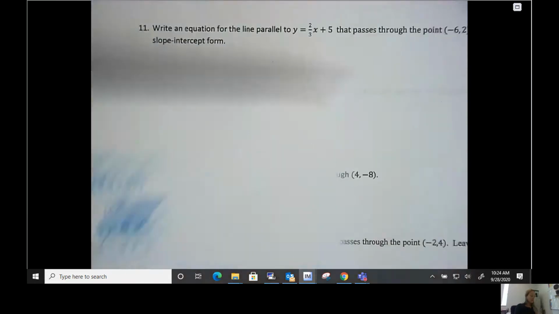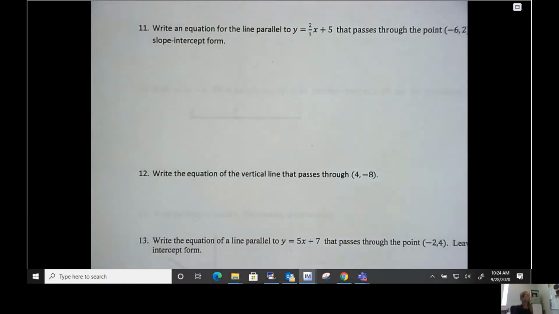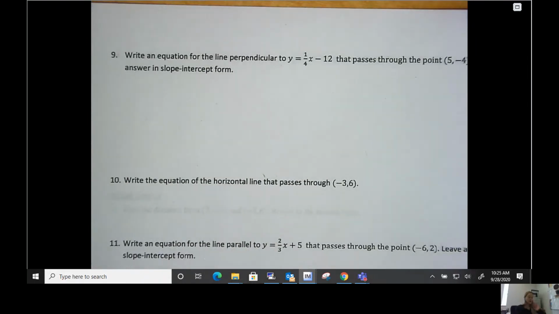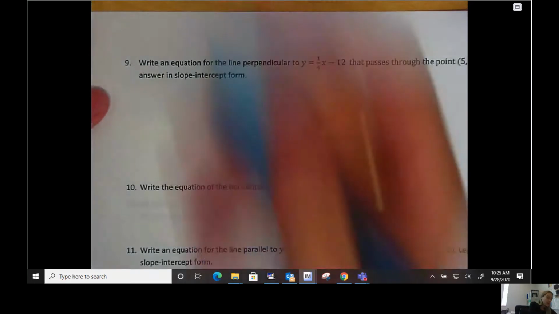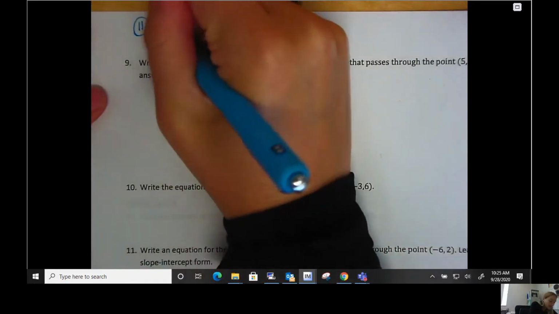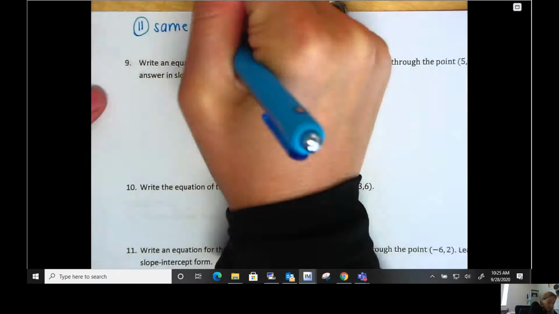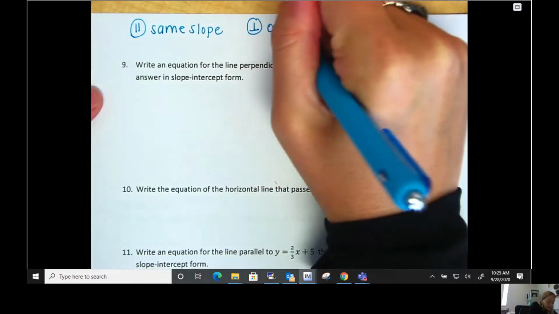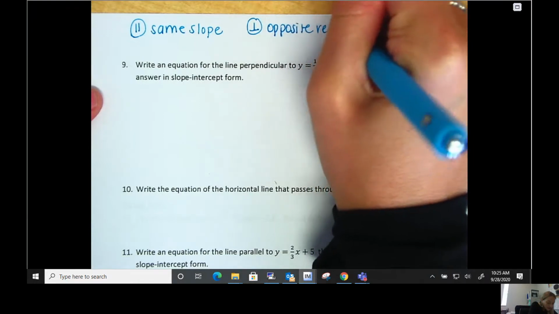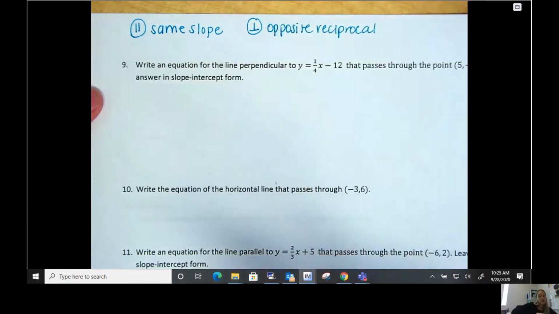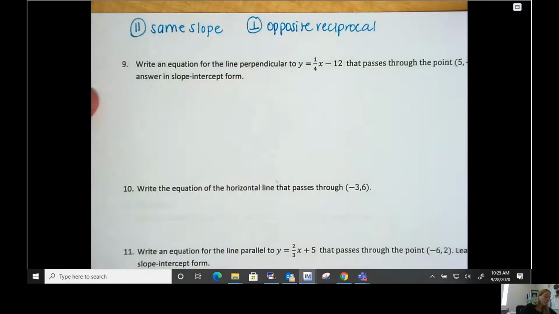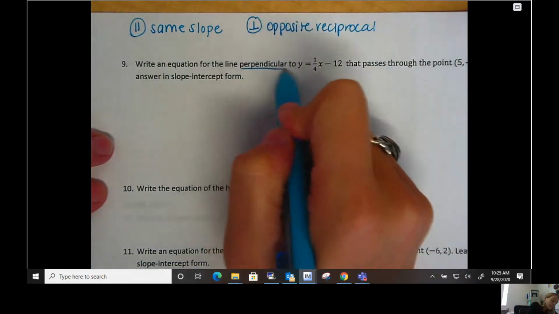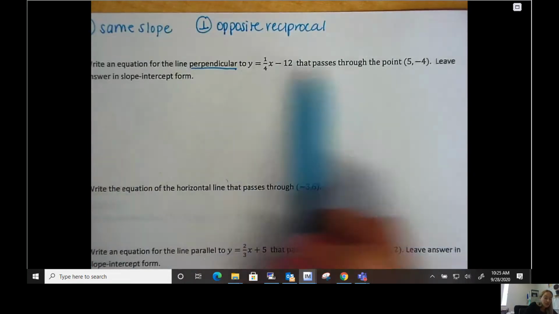All right, next objective on our test is writing equations of lines that are parallel or perpendicular. Now remember, if lines are parallel, they have the same slope. If lines are perpendicular, then they have opposite reciprocal slopes, which means I have to change the X and the Y, and then I also have to change the sign. So I'm writing an equation for the line perpendicular to this equation here through these points right here.